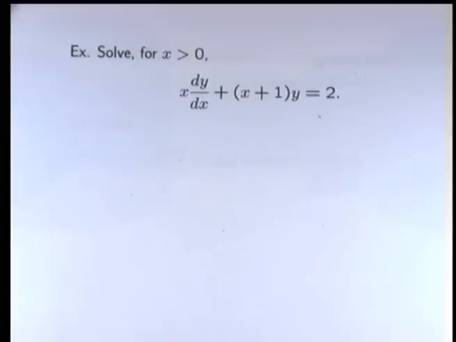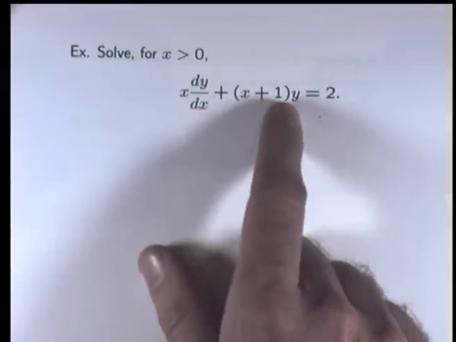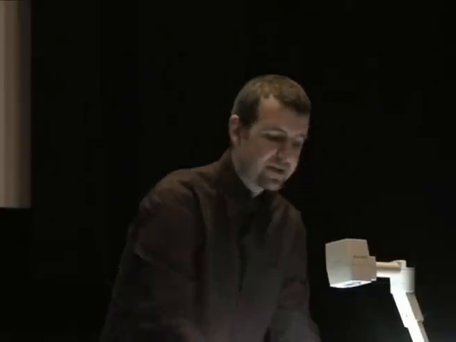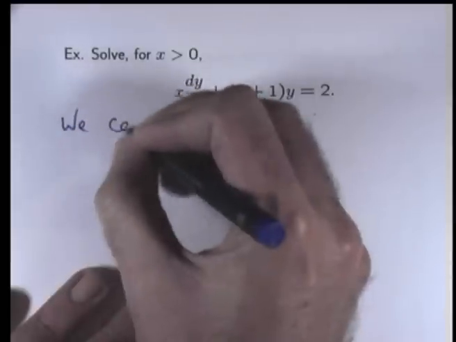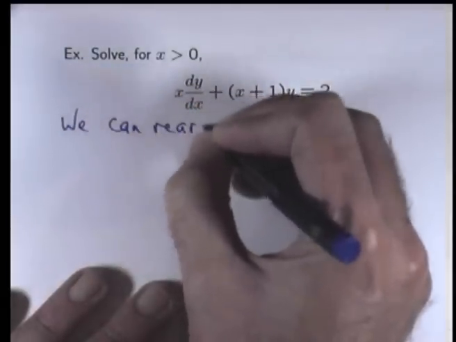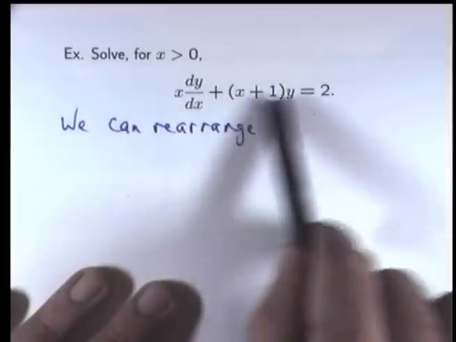Okay, solve the following problem. x to y dx plus x plus 1 brackets y equals 2. Now, this isn't in the linear form, but we can rearrange the equation to put it into a linear form. All right, so I'm going to bring that x down here and down here.